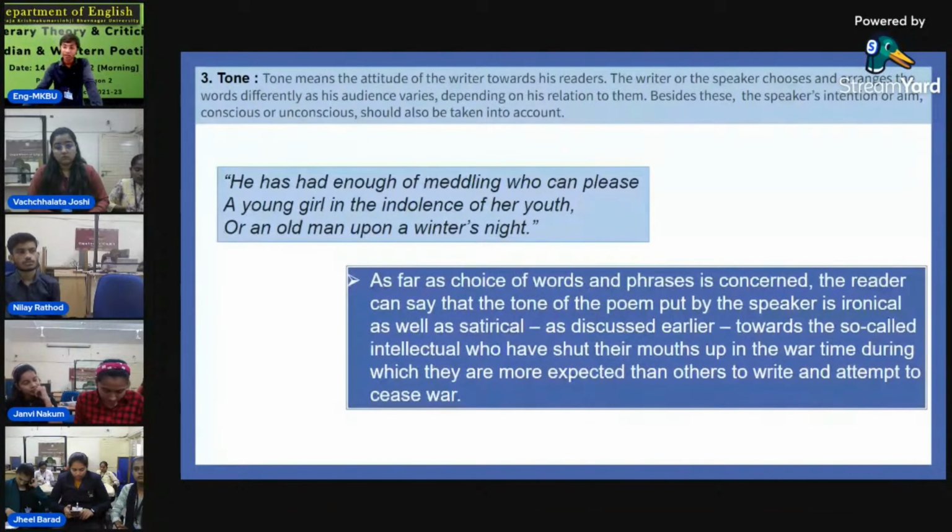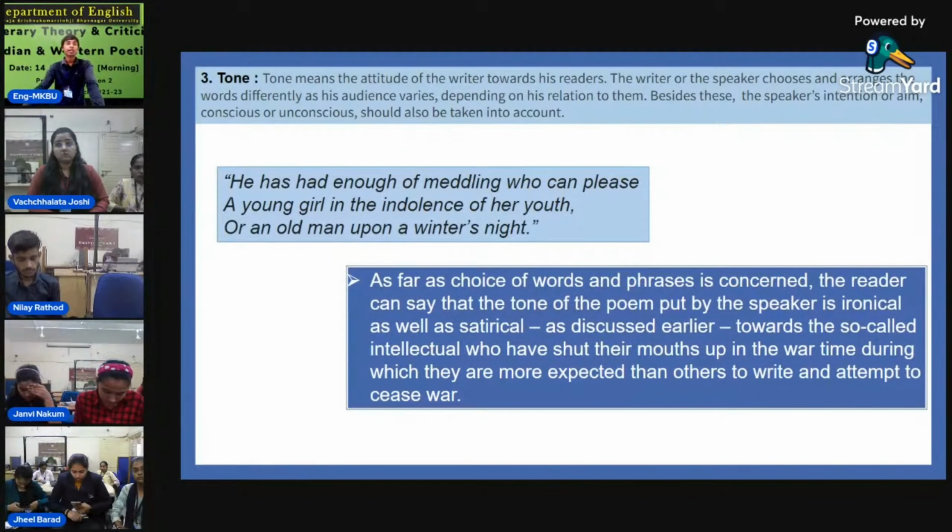As we told earlier, it is directed towards the so-called intellectuals who have shut their mouths in wartime, during which they are more expected than others to write and attempt to cease war. So it is the satire on poets who have stopped speaking in these times. That is the whole tone of the poem, directed towards the poets who have shut their mouths in such horrendous times.